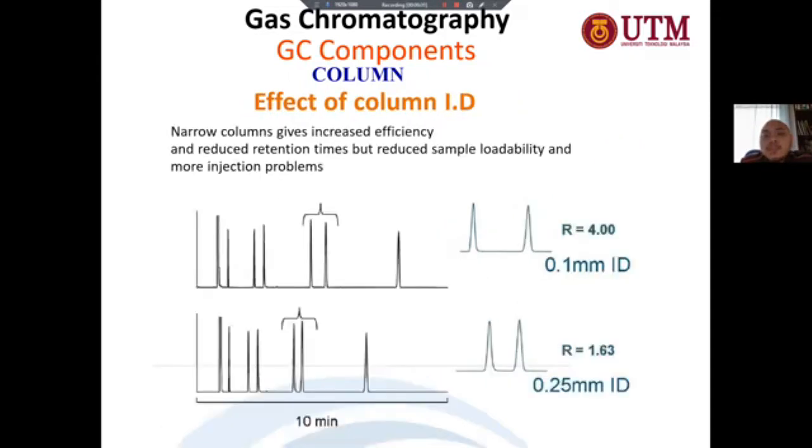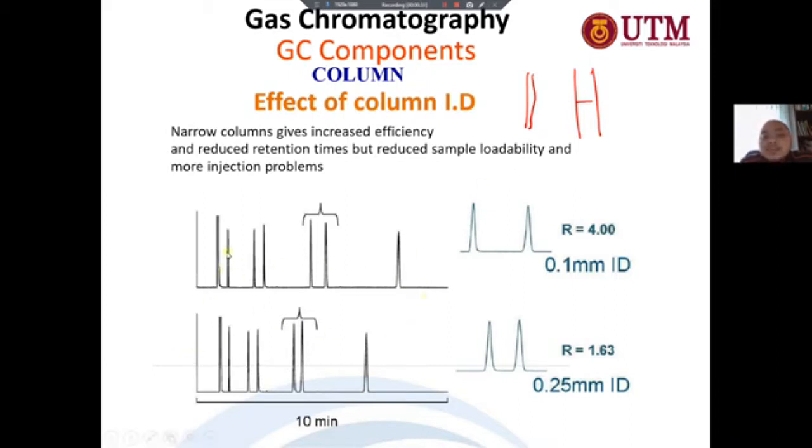Okay, the next one is the effect of the column ID, or we can call it the internal diameter. Narrower columns give increased efficiency, so don't use the column that has large internal diameter. If you have the option for the column that has low internal diameter, you go for it. Columns that have less internal diameter will provide a better efficiency and resolution.